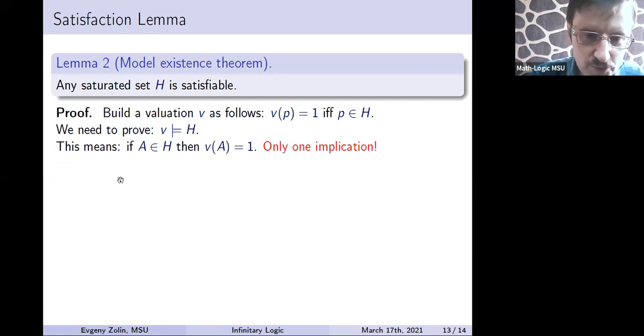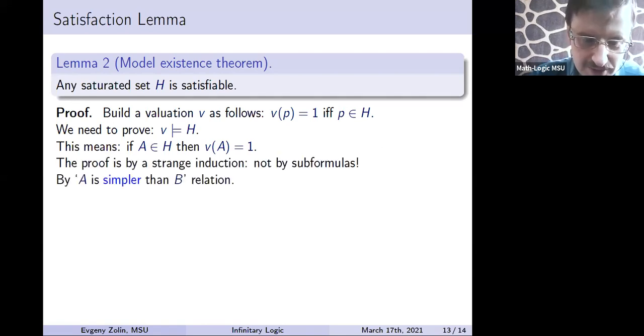How do we usually prove something? For any formula A, something holds. We prove this by induction on the construction of a formula. Here we'll prove this by induction, but not on the construction of a formula, but on a slightly different relation. So usually we prove by induction, by transfinite induction, for example, on the relation A is a subformula of B.